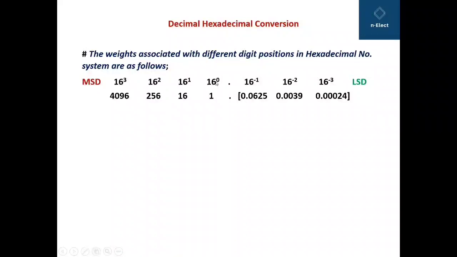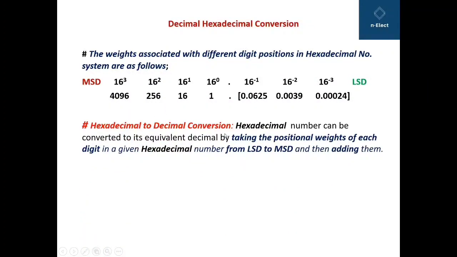Here we have written actually the values of 16 raised to power 0 as 1, this is 16, this is 256, this is 4096. Similarly on this side, 16 raised to power minus 1 means 1 upon 16, that is 0.0625. This is 1 upon 16 square, that is 1 upon 256, that is 0.0039. Then 16 raised to power minus 3 means 1 upon 16 cube, that is 1 upon 4096, that is 0.00024. Likewise, we can go towards LSD.